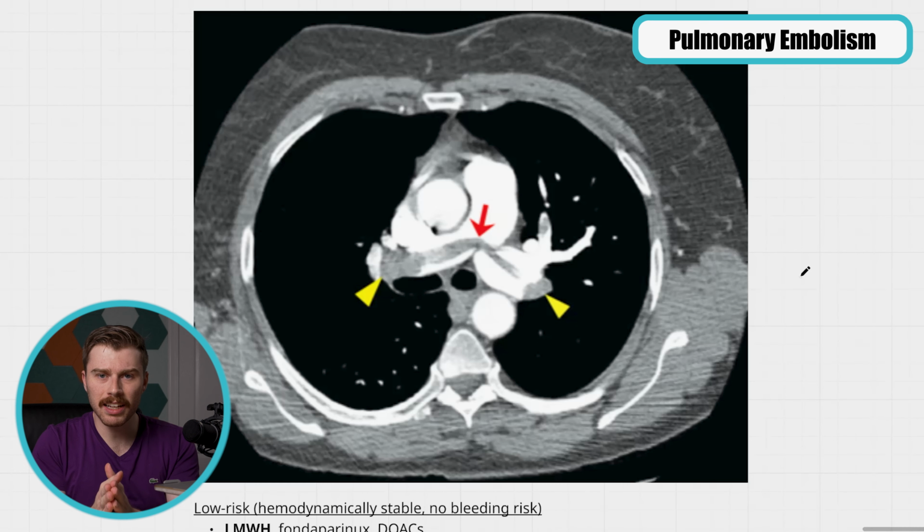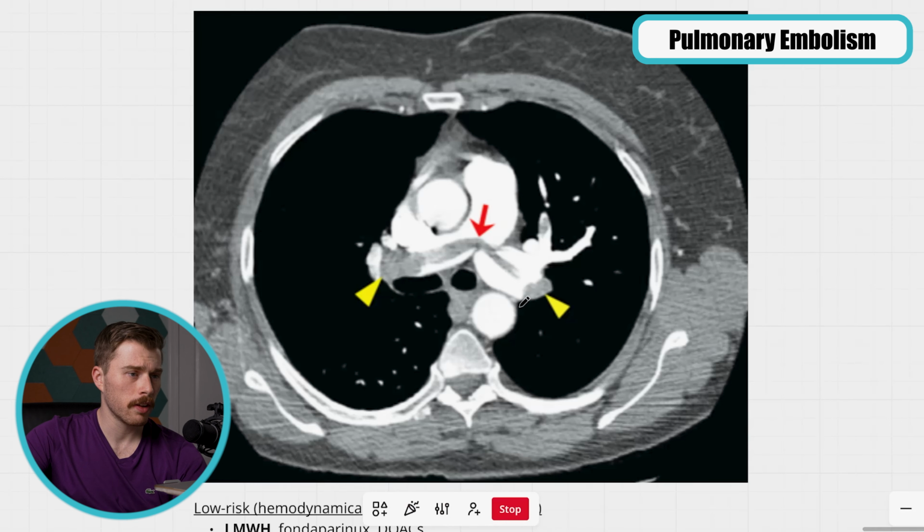This one has positive arrow and arrowhead signs. We love it when the radiologists are nice to us. First, you need to know what we're dealing with. This is probably the pulmonary trunk leading into the left and right pulmonary arteries. So this is coming off of the right ventricle, going to the lungs.